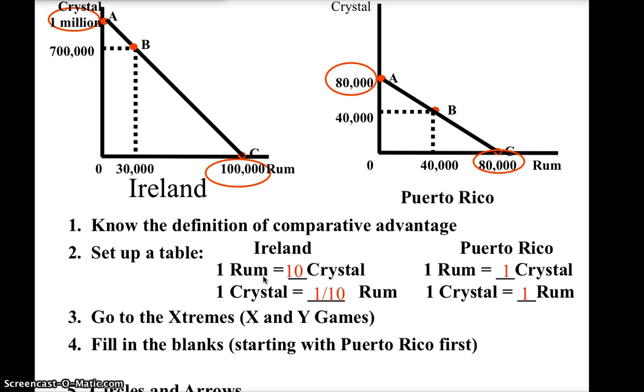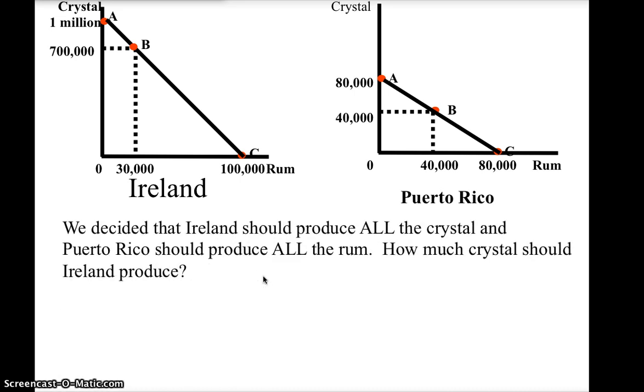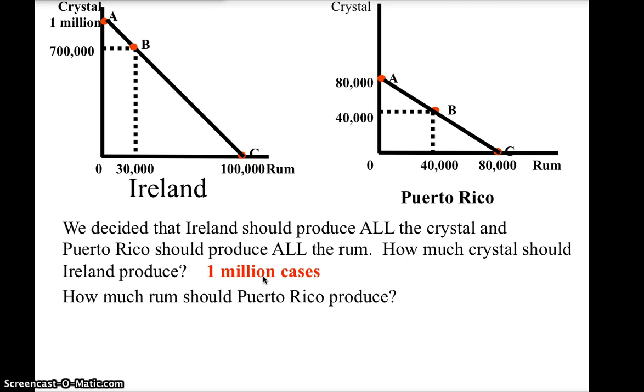You can see that they're always reciprocals of each other. So who should produce what? Well, you look at who's got the lower opportunity cost. Obviously, in this case, Ireland gives up 10 Cristal, Puerto Rico gives up 1, so Puerto Rico should produce the rum, and Ireland should produce the Cristal. So we decided that Ireland should produce all the Cristal and Puerto Rico should produce all the rum. How much Cristal should Ireland produce? All of it, 1 million cases. How much rum should Puerto Rico produce? All of it. They should produce 80,000 barrels.